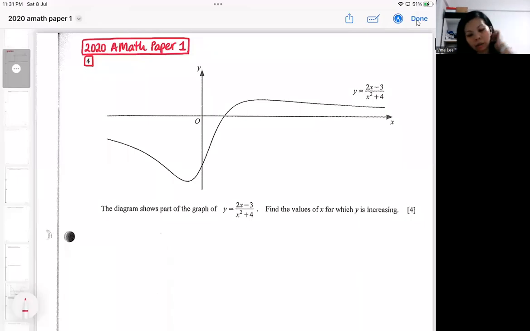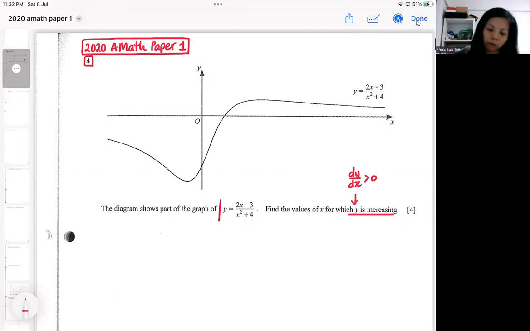So this question is testing you on the concept of increasing and decreasing function. You will need to recall the definition of an increasing function. The definition of an increasing function is dy/dx greater than 0. So if you recall the definition, then the first thing you should do will be to get dy/dx.